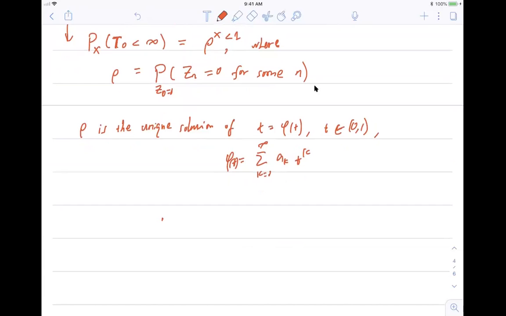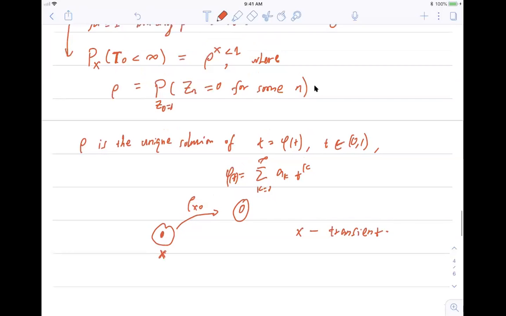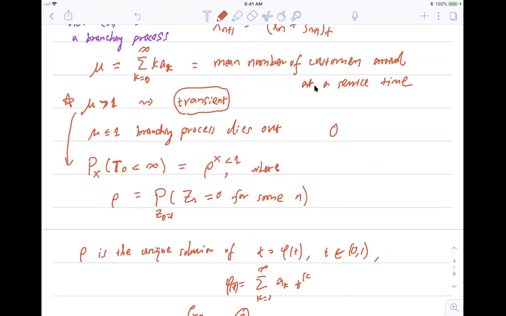If you think about that, we're starting from x, and we have positive probability, rho to the x, that we reach 0. But 0 is an absorbing state. So x actually here cannot be recurrent, so it's actually transient. So for mu bigger than one, it is transient.